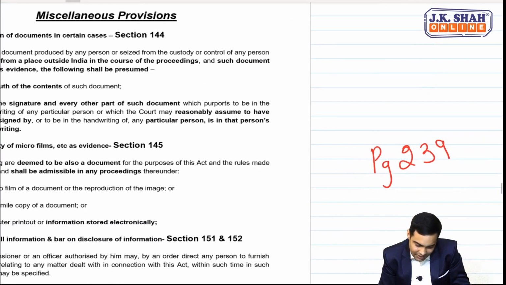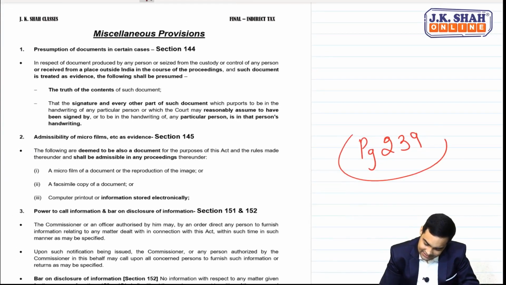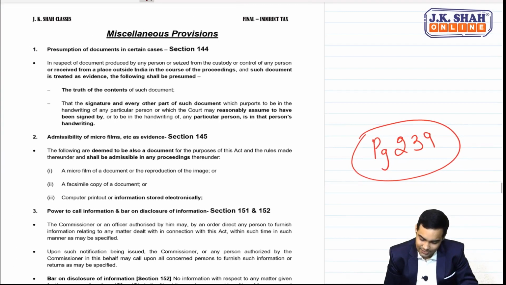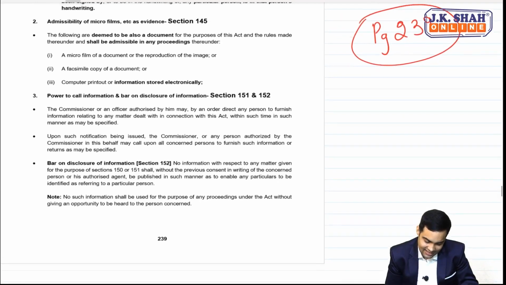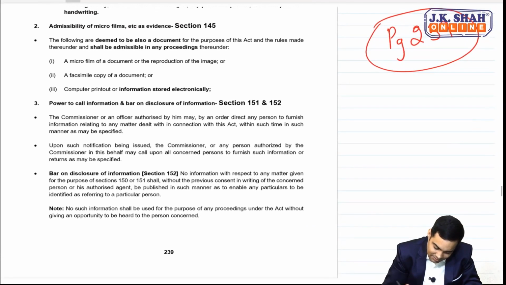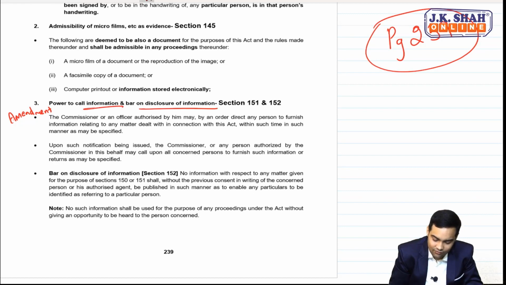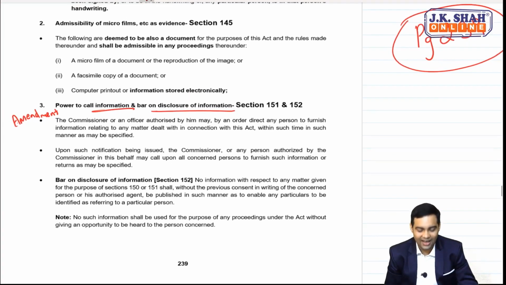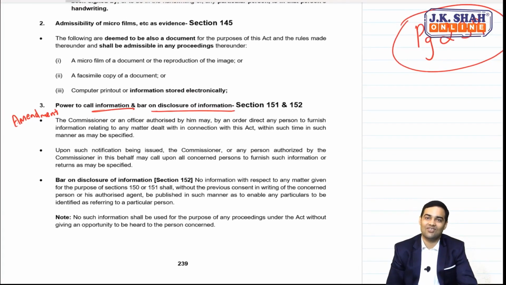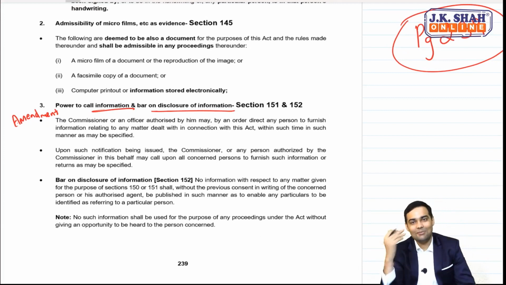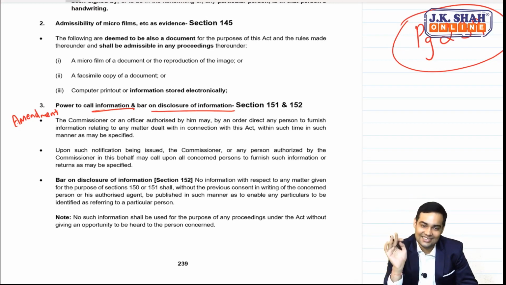Now you will come to page 239. Page 239. You will mark this third point as the amendment. Is it, sir? Yes. Power to call for information. Earlier, the name of the section was different. The name has changed, the entire provision, the entire reasoning has changed.